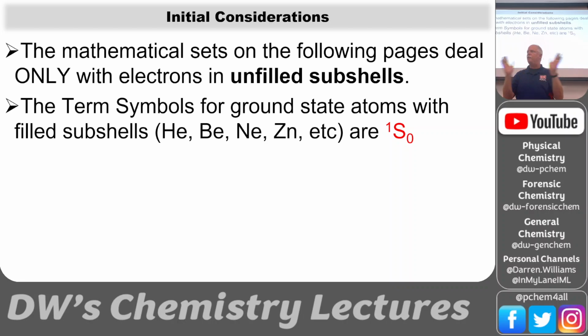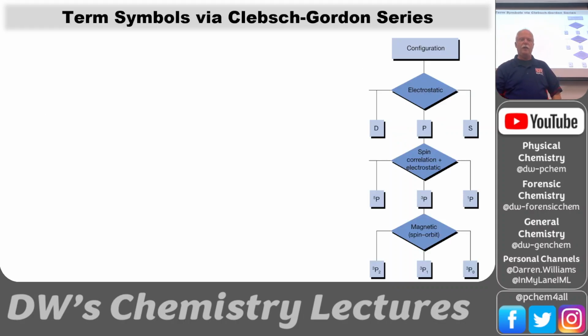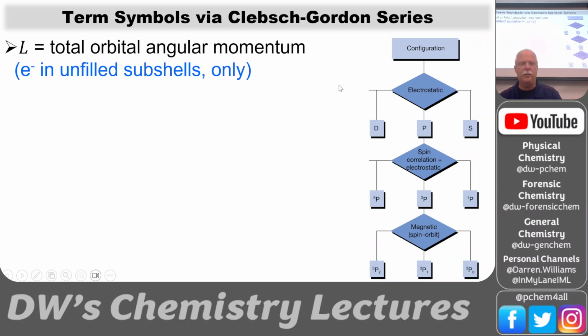Well, they cancel out if they're both filled up. And so when you fill up all of those angular momentums and their magnetic components, then you're back to an S term of zero angular momentum. So here's this scheme called the Clebsch-Gordan series. There's no better way than to use this series to come up with all of the term symbols. And so let's look at the vocabulary first.